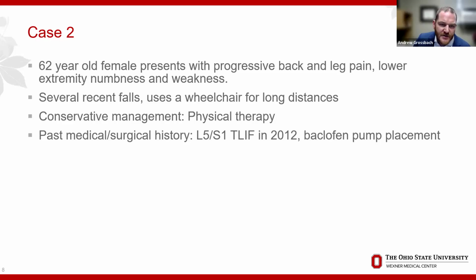Next case here, this is a 62-year-old female, progressive axial back pain, radiating leg pain. She has some lower extremity numbness and weakness. She's had several falls, uses a wheelchair for long distances. She's tried physical therapy. She does have a history of an L5S1 TLIF done in 2012. She also has a history of a back pump placement.